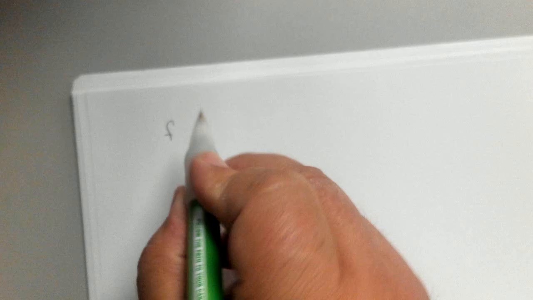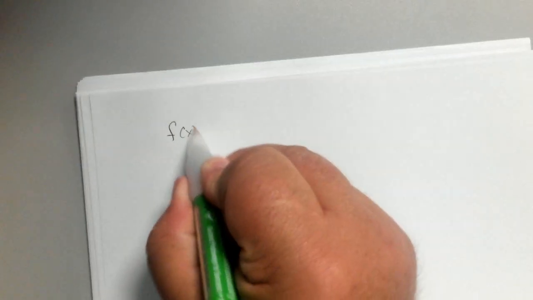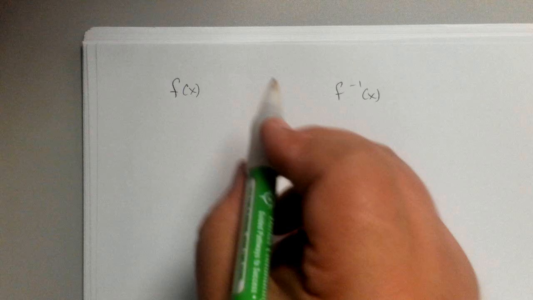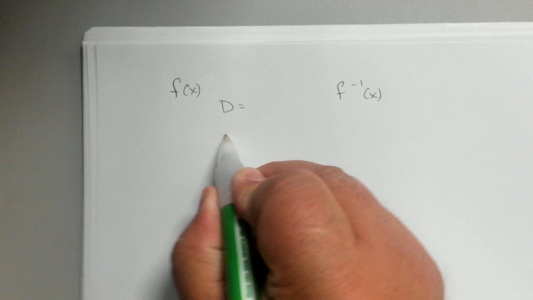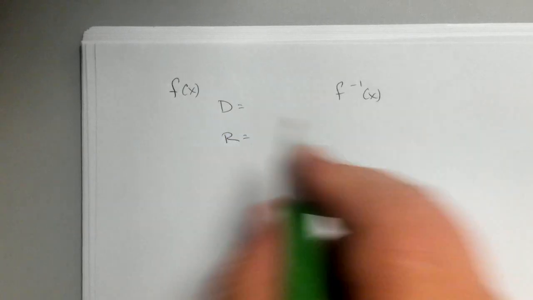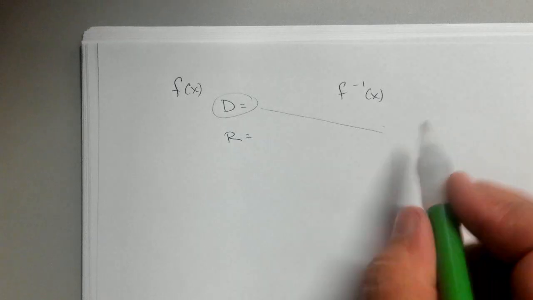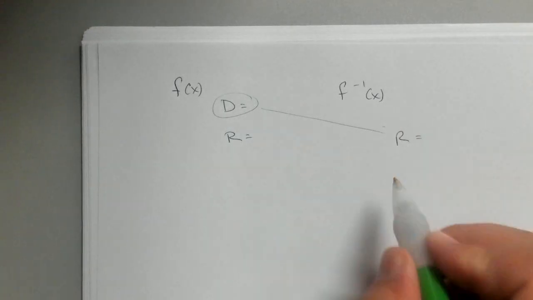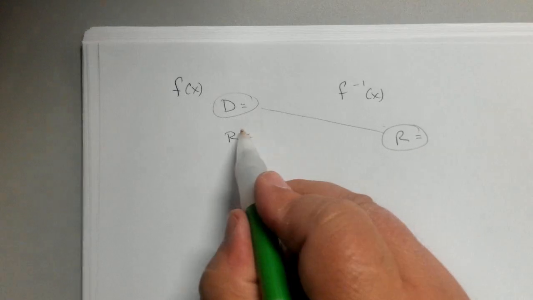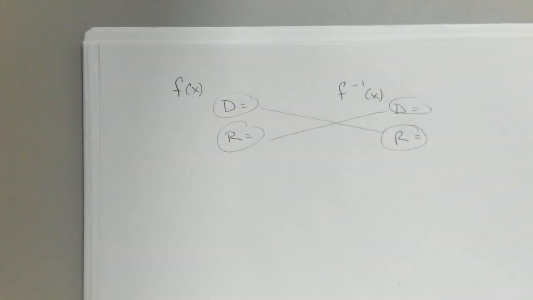Basically, what does inverse function mean? When we find the inverse, what does it mean? So if you had two functions, f of x and its inverse, the domain of this one is the range of this one, and the range of this one is the domain of this one. That's all it tells you.